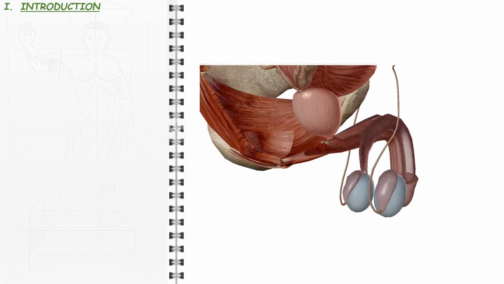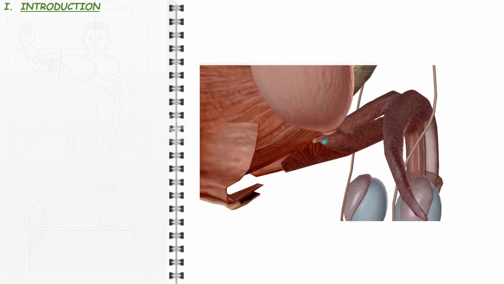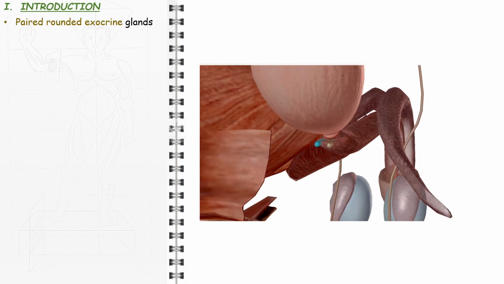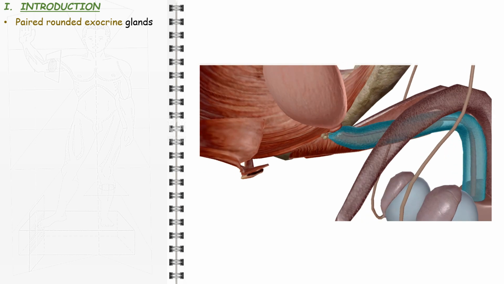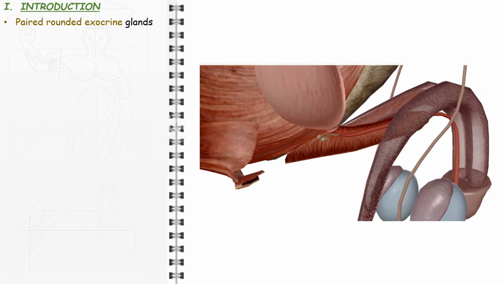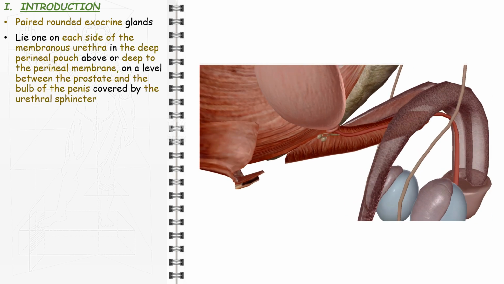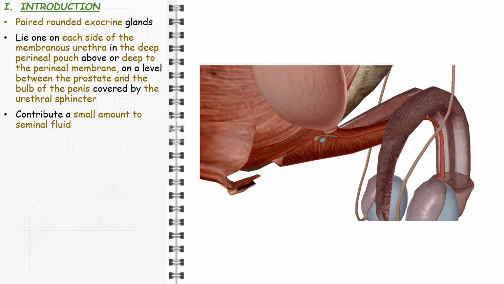At the end of this course, we will make a brief study of the bulbourethral glands of Cowper. The bulbourethral glands are paired rounded exocrine glands. They lie one on each side of the membranous urethra in the deep perineal pouch above or deep to the perineal membrane, on a level between the prostate upwards and the bulb of the penis downwards, and are covered by the urethral sphincter. They make a small contribution to seminal fluid.